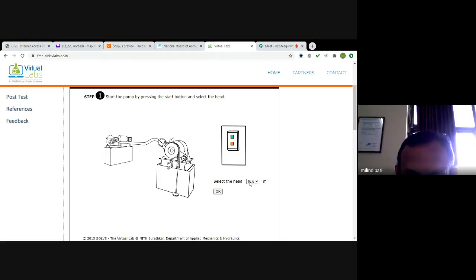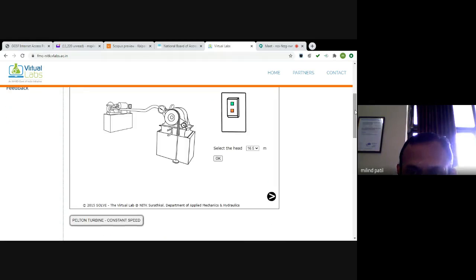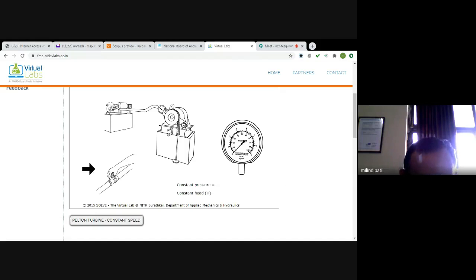You can select the head. Any head, what you want, you can select. Let us consider 16.5 is the head. Press OK. So I selected a head of 16.5 meter. Now, open the valve. This way I open the valve.